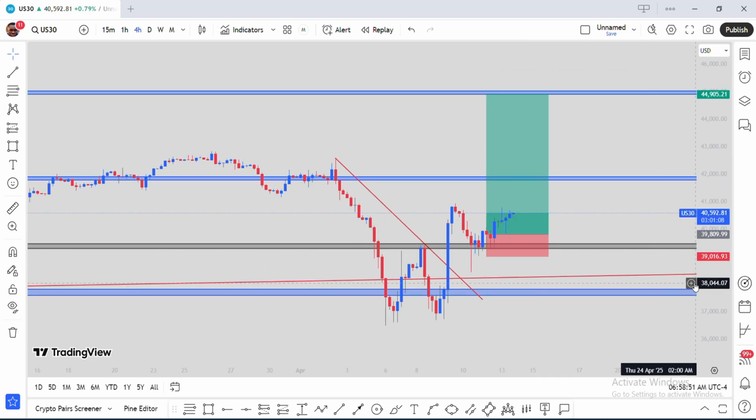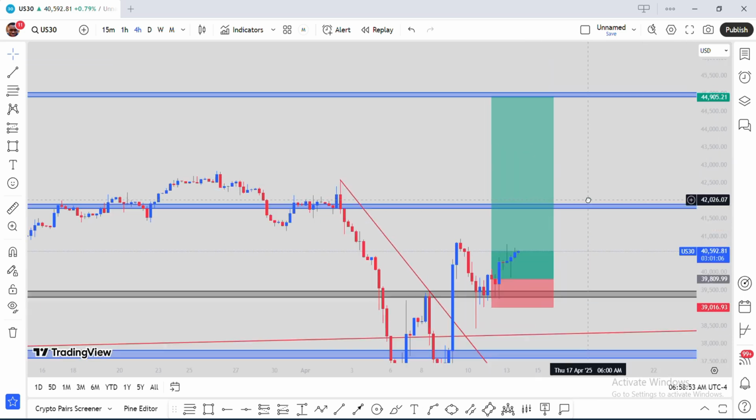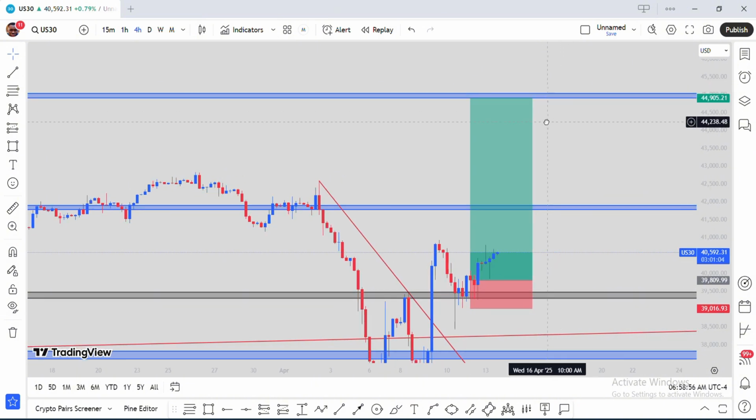So I'm now targeting this high. I'm waiting for price to come back down and continue heading higher to this next major level.